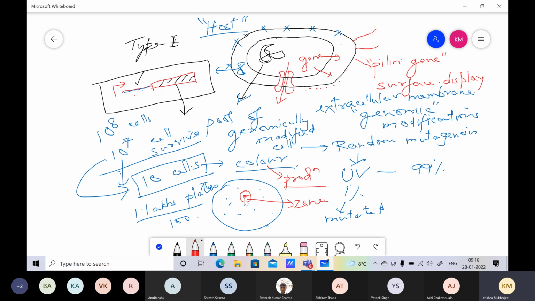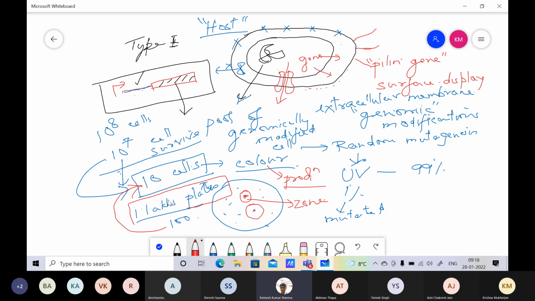You add something in the media which interacts with the protein, produces a color, and then try to see which of these cells has the largest zone. The one which has the largest zone has the maximum extracellular production. But as you realize that this is a slightly problematic thing, because you'll have to make about 1 lakh plates, and out of these you may get 10 cells which are good color producers on the outside. Are you getting this argument?